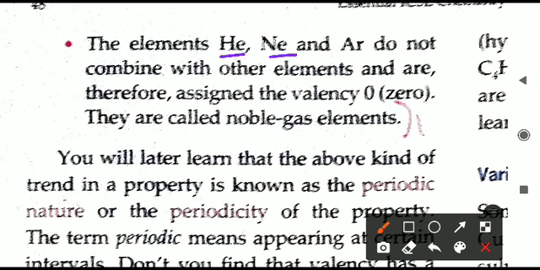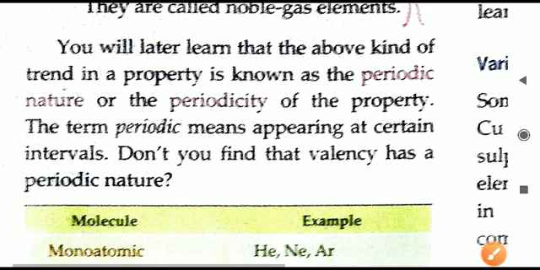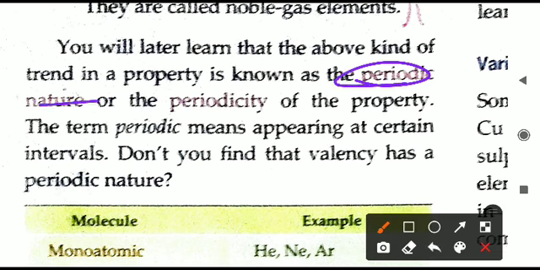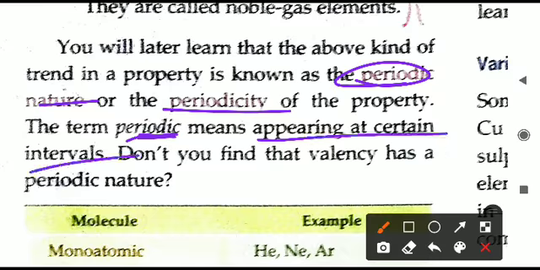Next is helium, neon, argon. Already I told they do not combine, hence valency is 0. Because valency is 0, they are also called noble gases. We will learn more details of this in 9th class. We will learn about this in periodic table. That is, periodicity of the properties will repeat at a certain interval. That is why it is called periodic. At fixed interval the valency is repeating here.